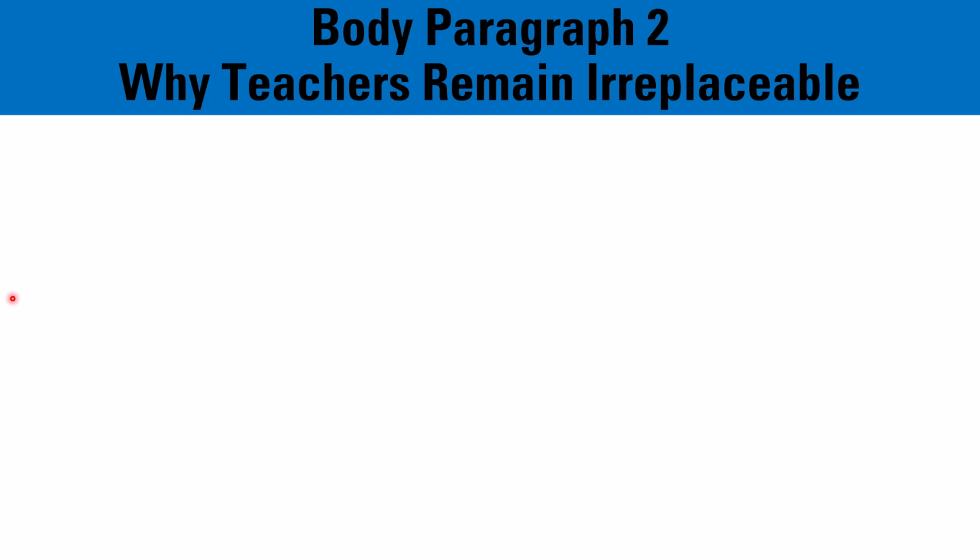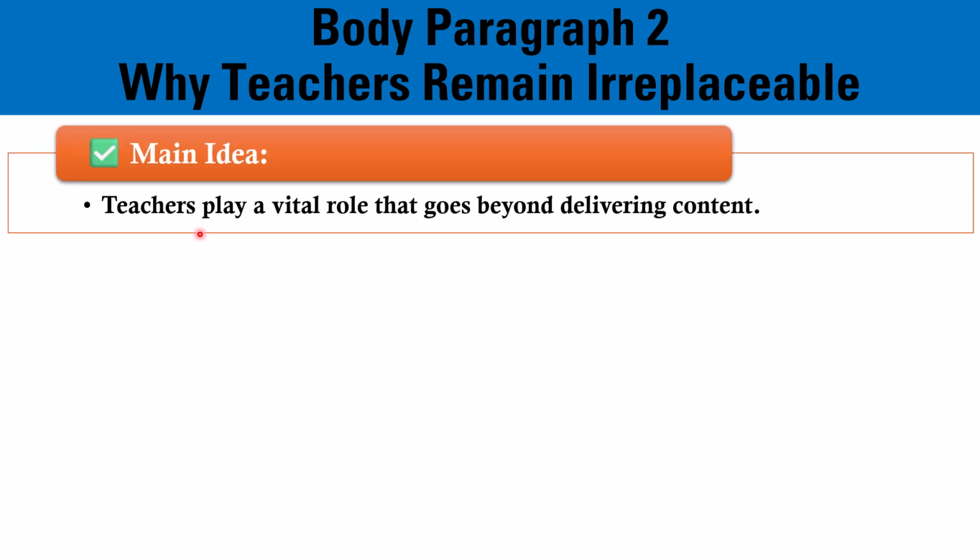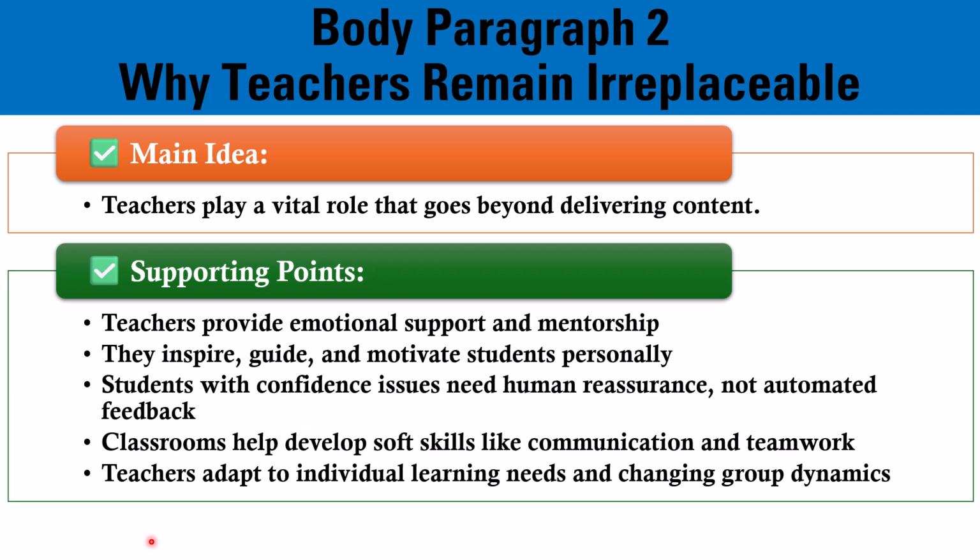In body paragraph 2, we present the view that teachers are still essential, the side we support more strongly. Begin with a topic sentence that clearly contrasts the earlier view. Even with technological progress, teachers remain crucial because they do much more than teach academic content. One key point is emotional support and mentorship. Teachers connect with students personally, motivate them, and help build confidence, something technology simply can't do.